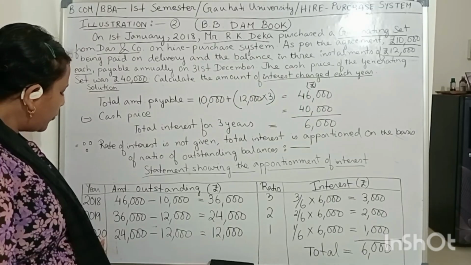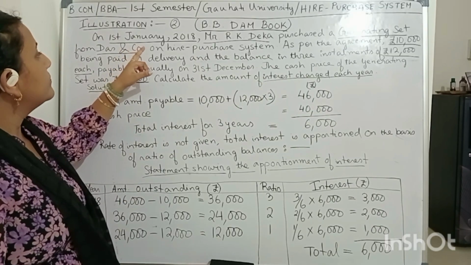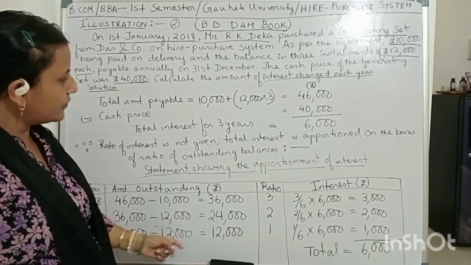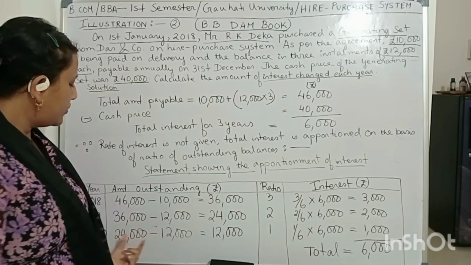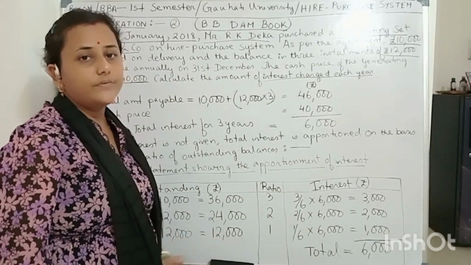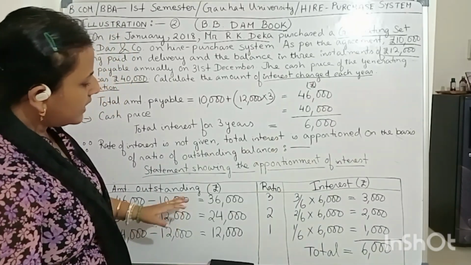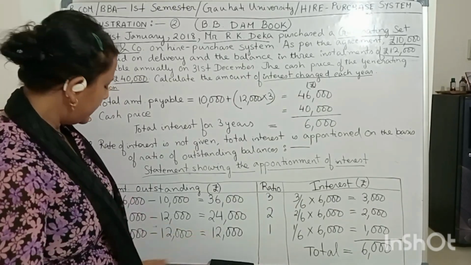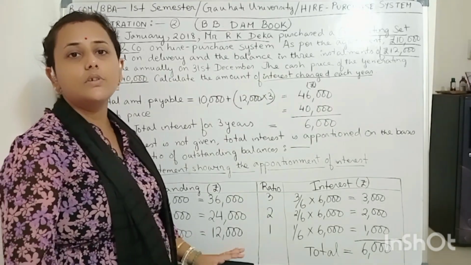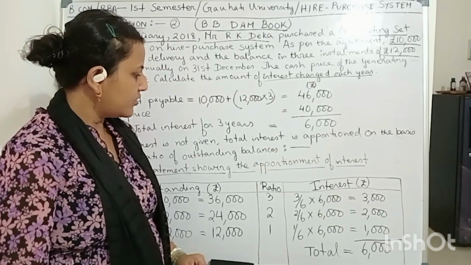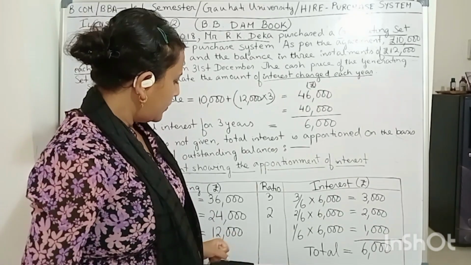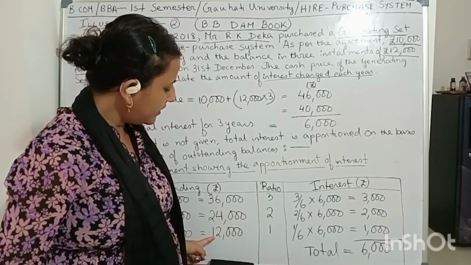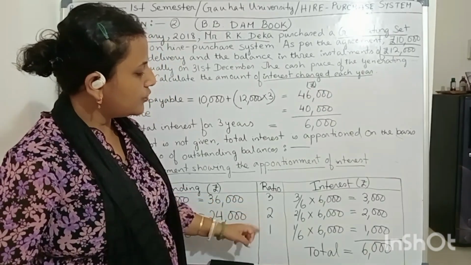Then on 1st January 2020, the second installment of rupees 12,000 was paid. So 24,000 minus 12,000 gives 12,000. This is how the installments are paid yearly. The next year's installment, 12,000 minus 12,000, is 0. With 0 we cannot take out any ratio. If you cancel all the zeros and divide all the figures by 12, you will get the ratio 3:2:1.